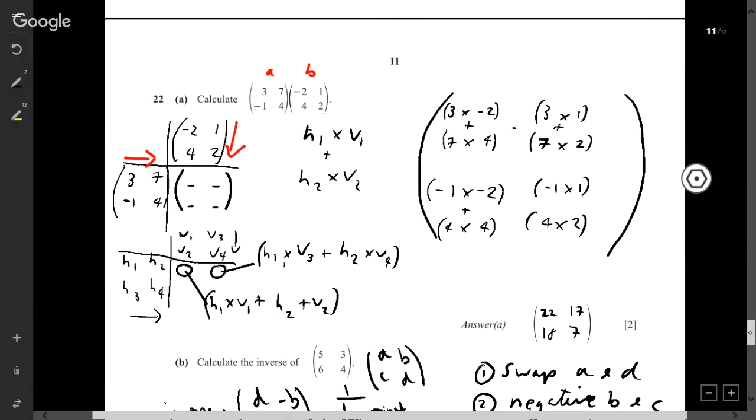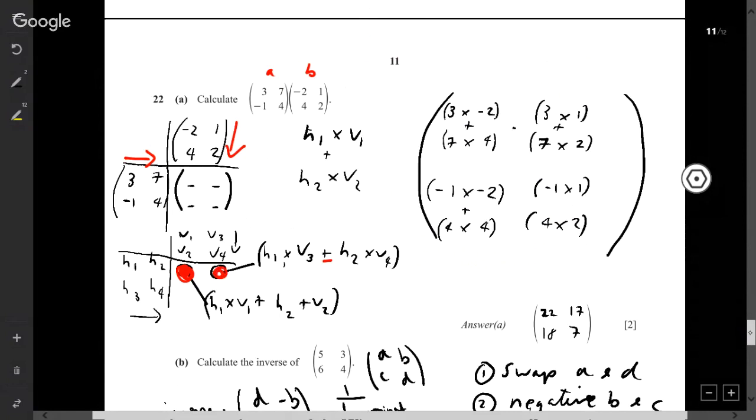To multiply matrices, I've labeled horizontal number 1, horizontal number 2, vertical number 1, vertical number 2. To get the new number that will go here, we do h1 times v1 plus h2 times v2. Same again here: h1 times v3, plus h2 times v4. Plus them together, and that creates this new number here.